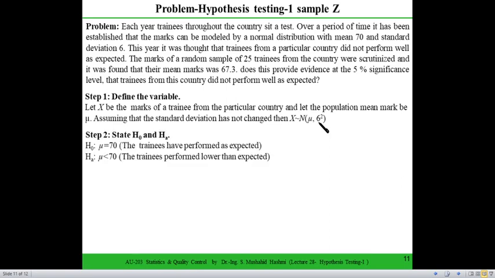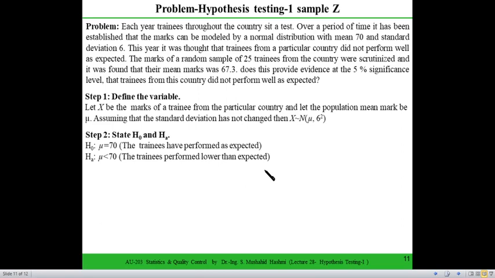In the second step, you need to define your null and alternative hypotheses. As I told you, the null hypothesis is always formed from an equality. So the equality here is the mean marks equal to 70, and this is the presumption that the trainees have performed as expected. So their expected score is 70, or the mean score is 70 over the years.